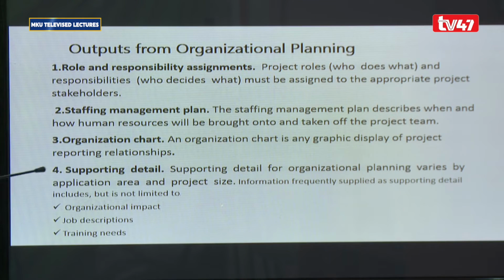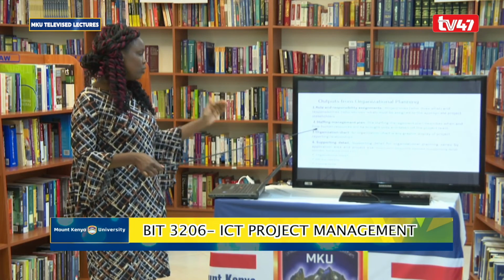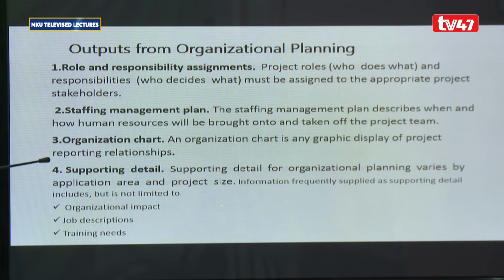Another output of organizational planning is the organizational chart. Every organization has a graphic display of project reporting relationships, what we call the organizational chart. Who reports to whom? If you are a team member, maybe you have several people working under you or reporting to you. So the organizational chart is a very important output of organizational planning.